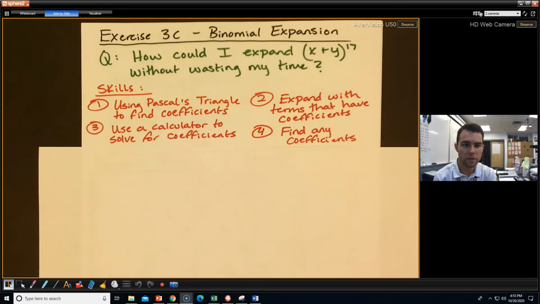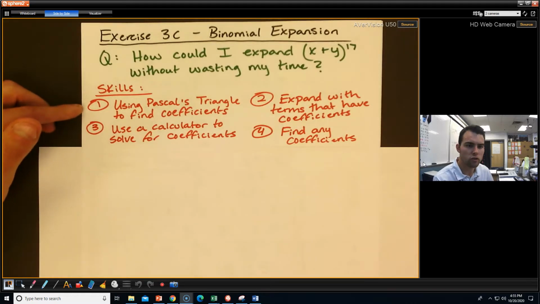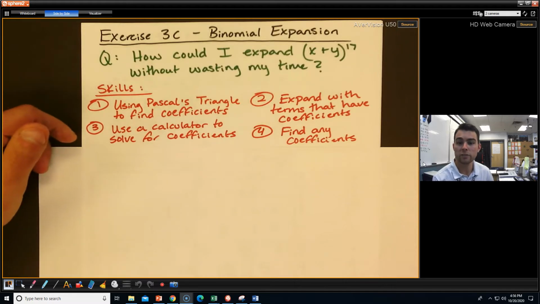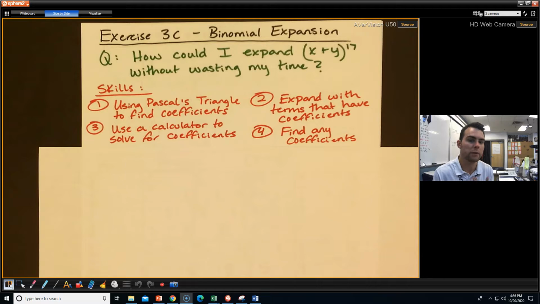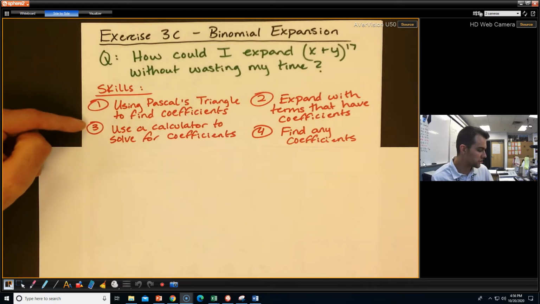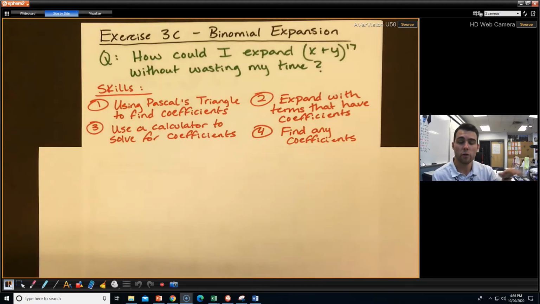So if we look at this, here's our skills for today. First one is using Pascal's Triangle to find coefficients. We'll talk about Pascal in a little bit. Second thing is expand terms that have coefficients. So instead of x plus y, what if it was 2x plus 2y? There's a way to do that. Third skill is using a calculator to solve for coefficients. Really handy dandy way of doing that. And then finally, skill 4 is finding any coefficients and becoming a master of math. Or at least of sequences. But a part of math, okay?